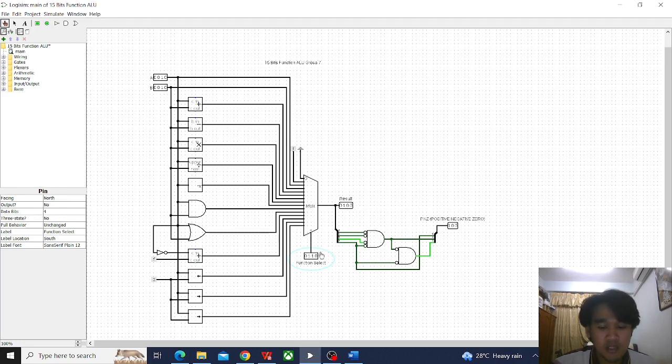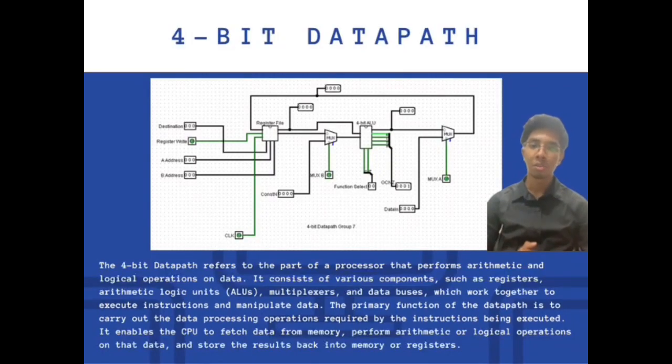Okay, for the function of divide, we must set the function select to 111, which is 2 divided by 2 equal to 1.